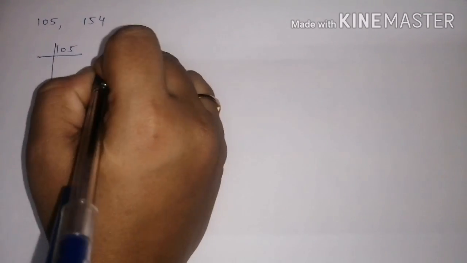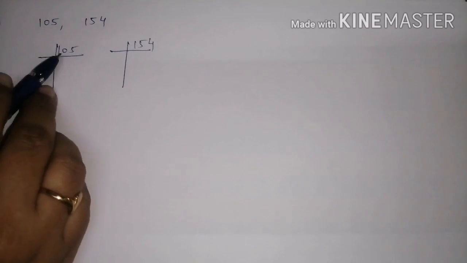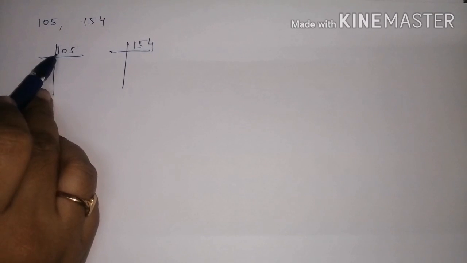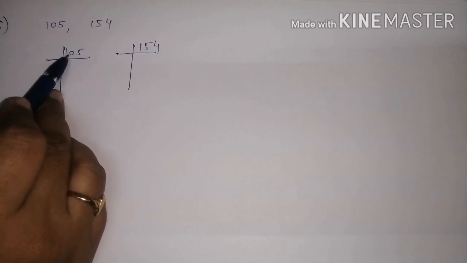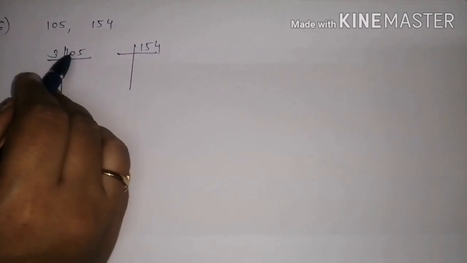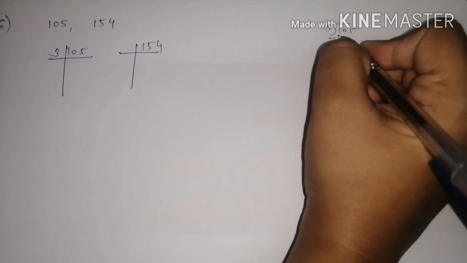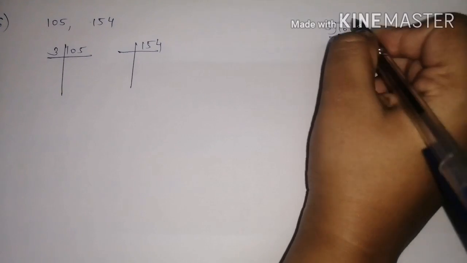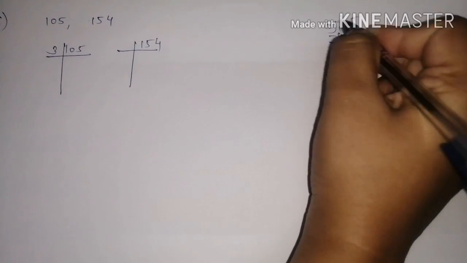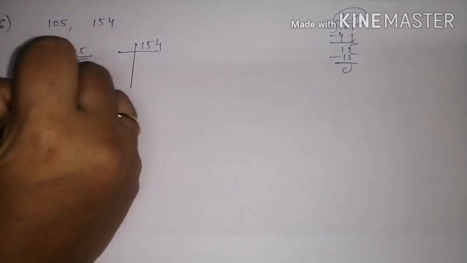105 and 154. So let's find out first the prime factors of 105 and 154. Children, units place it is 5. It will not get divided by 2. For 3 you have to add the digits. 5 plus 1 is 6. So it will get divided by 3. If you divide 105 by 3, just see, 3 3s are 9, 1 remaining 5, 3 5s are 15. Yes. What you got? 35.